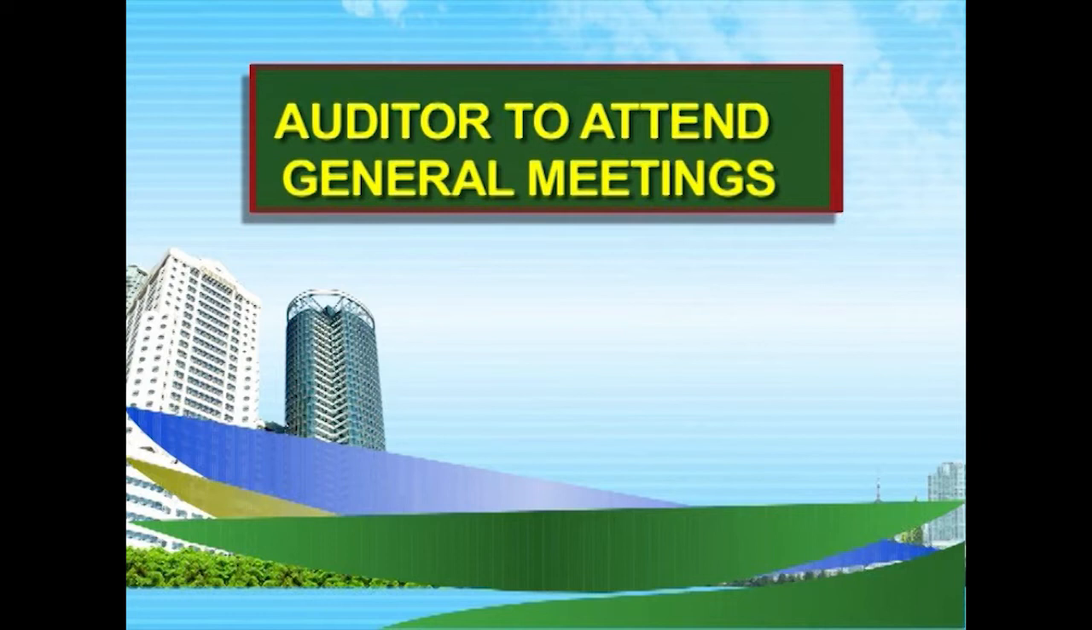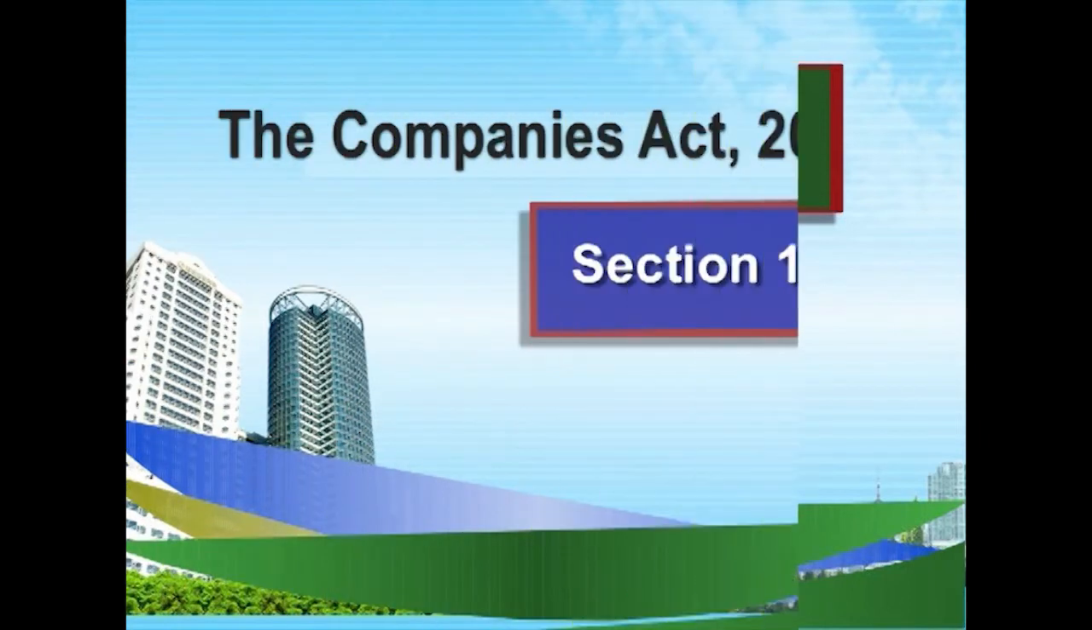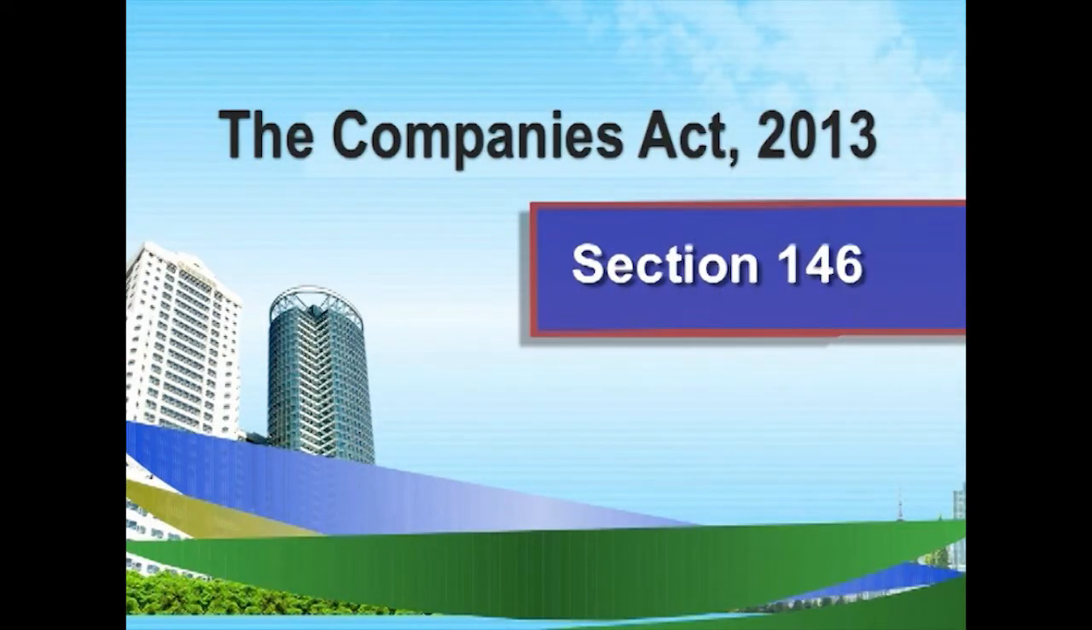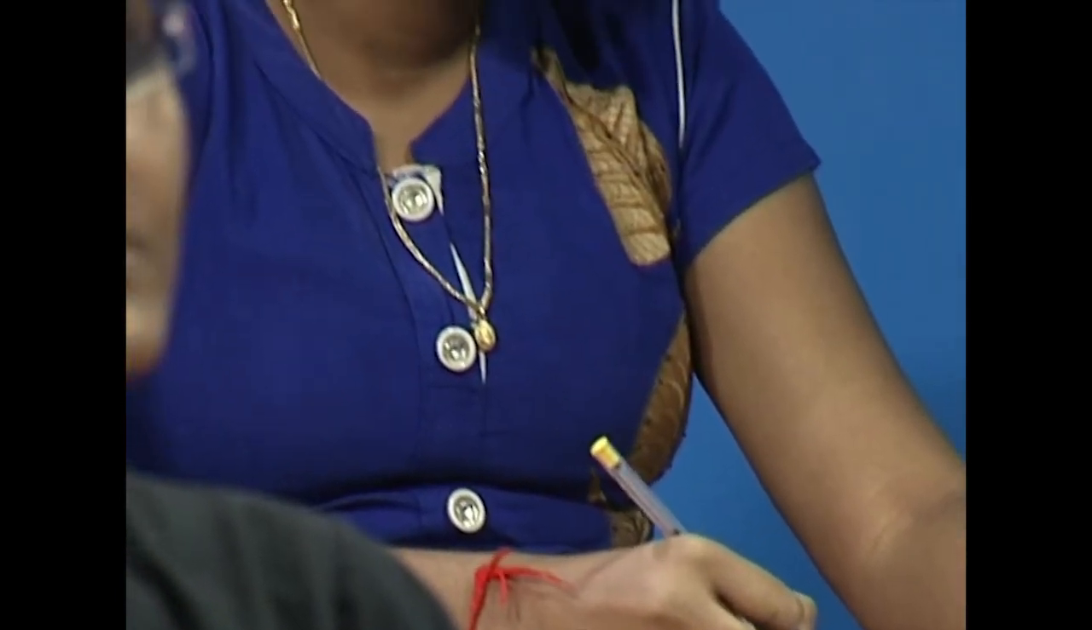Auditor to attend general meetings. According to section 146 of the Act, the auditor, either himself or through an authorized representative, who should also be qualified as an auditor, has to attend any general meeting and is to be heard at it on any part of the business which concerns him as the auditor.